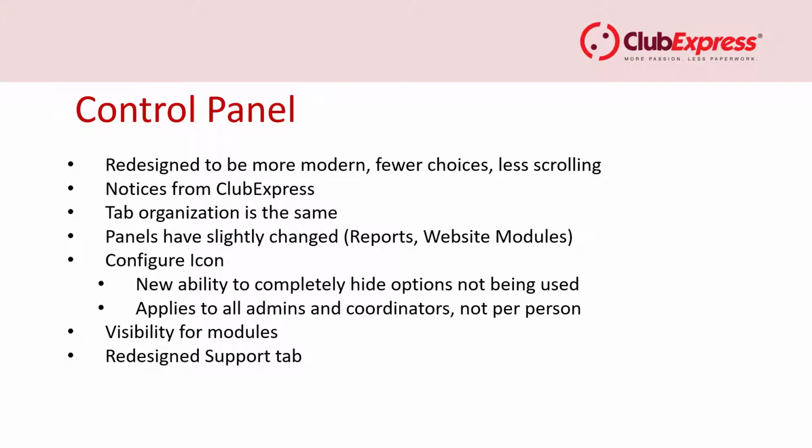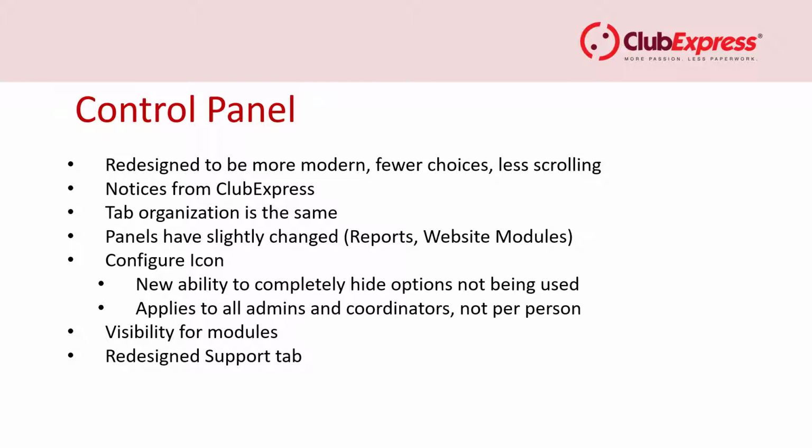So again, let me just recap the things that I showed you earlier. Notices from ClubExpress, just a better way for us to communicate with you on minor notices and issues. The tab organization is the change, but the panels have slightly changed. So there's no longer a separate panel for reports. It's now an icon in the admin functions panel. And then website modules have now been separated out. So those modules that have both a user side and an admin side.